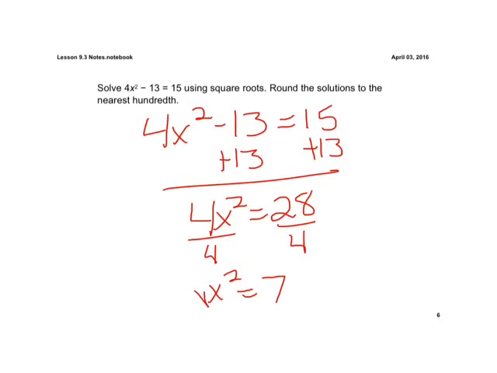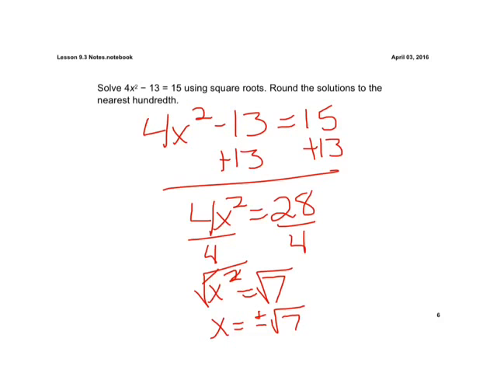Now, if we square root both sides, again, those kind of cancel each other out. So what we have left is x is equal to a positive and a negative square root of 7. Now, it's not a perfect square. We can't multiply two numbers that are the same, two whole numbers, to get 7. So this one we're just going to go to a calculator.